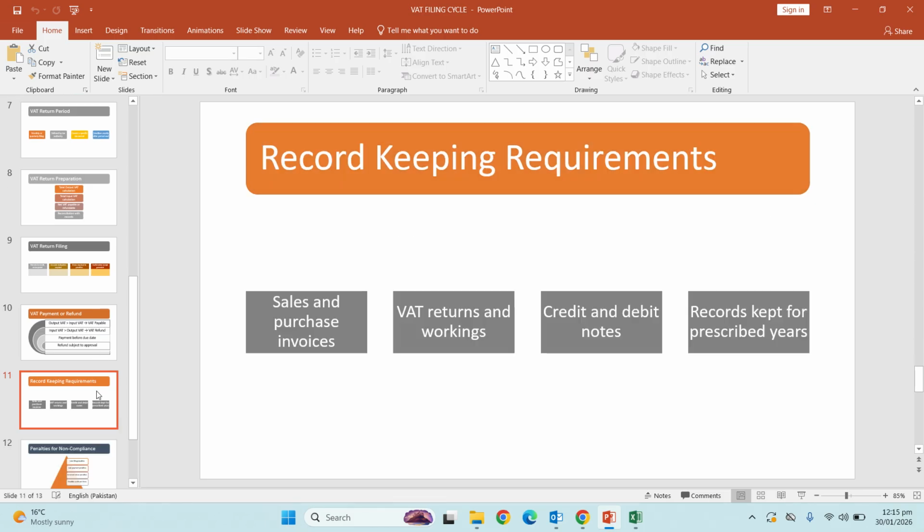So here are the record keeping requirements. The VAT law requires businesses to maintain proper records including sales invoices, purchase invoices, VAT returns and related calculations. These records must be kept for a period specified by the tax authority.